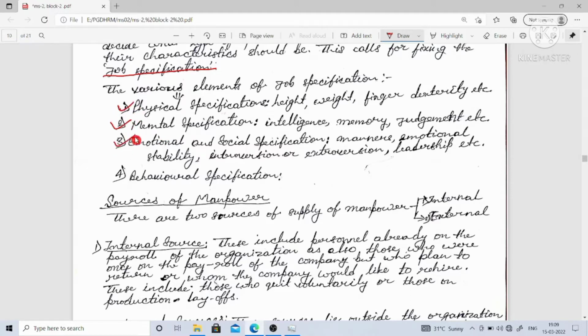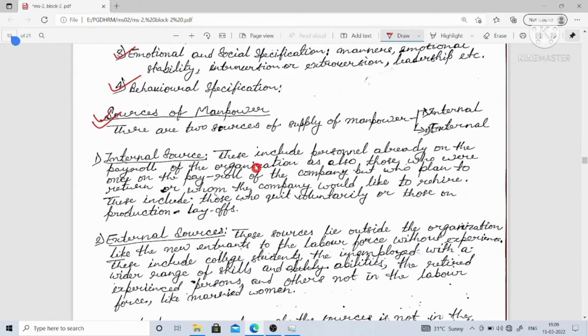Third is emotional and social specification, meaning manners, emotional stability, introversion, extroversion, leadership, etc. And the fourth is behavioral specification, meaning what kinds of behaviors are required for that particular kind of work. Next, sources of manpower. There are two sources of supply of manpower. First it is internal, second it is external. Now let's move on to the first, internal source.